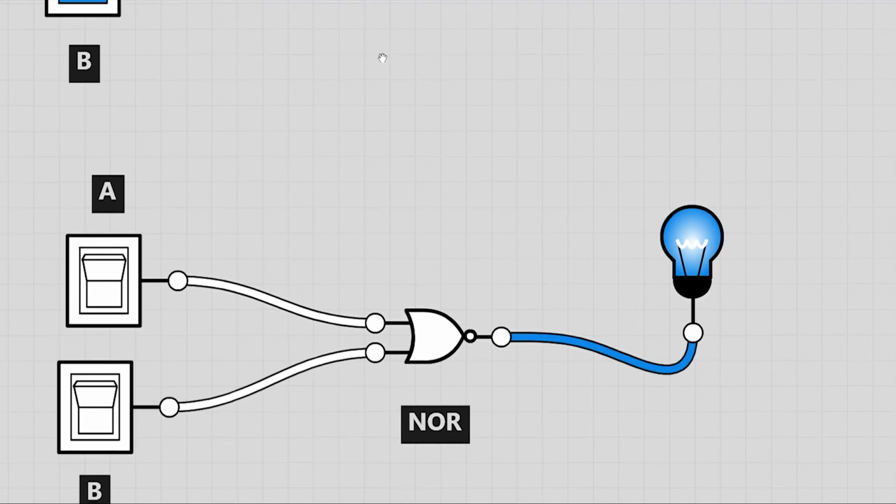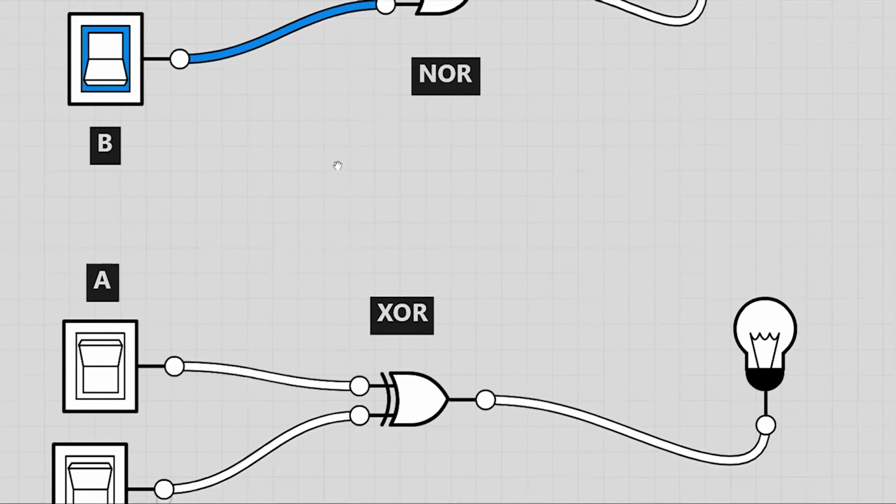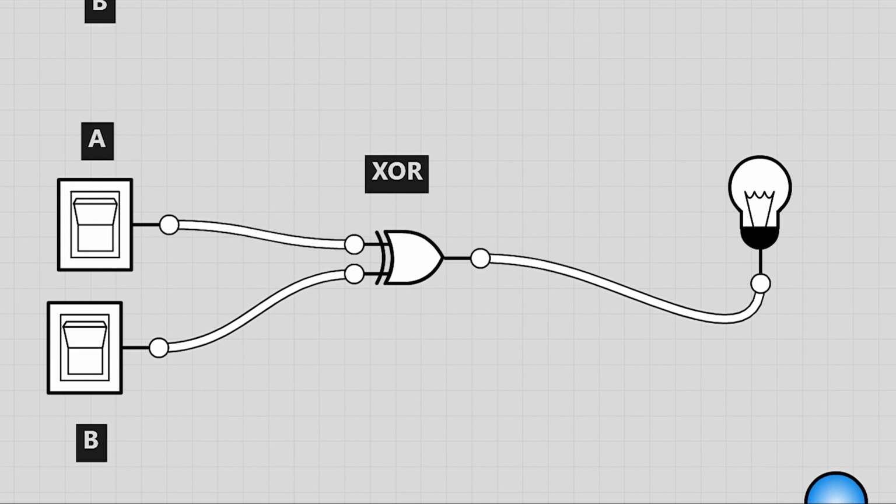Next, we will move on to the next gate, the NOR gate. When both the inputs are 0, the output is 1. When one input is 1 and the other input is 0, the output is 0. When both the inputs are 1, the output is 0. Next, we will move on to the XOR gate.